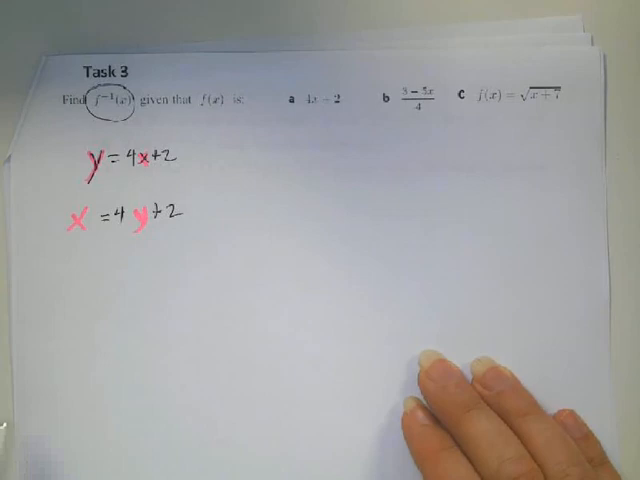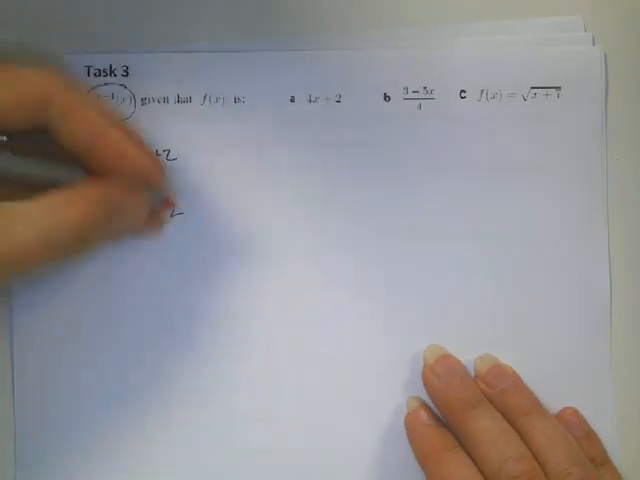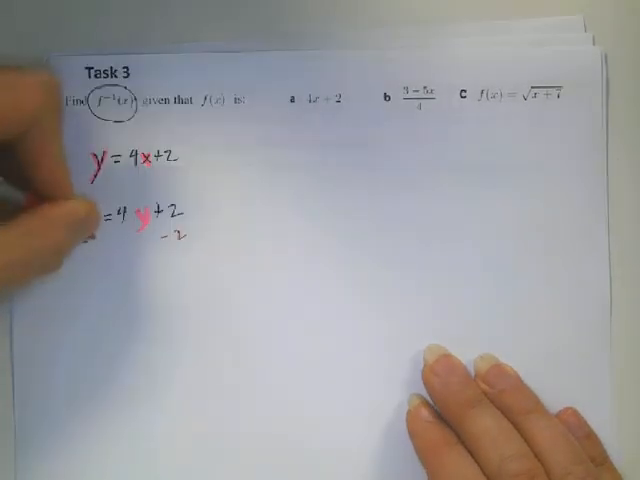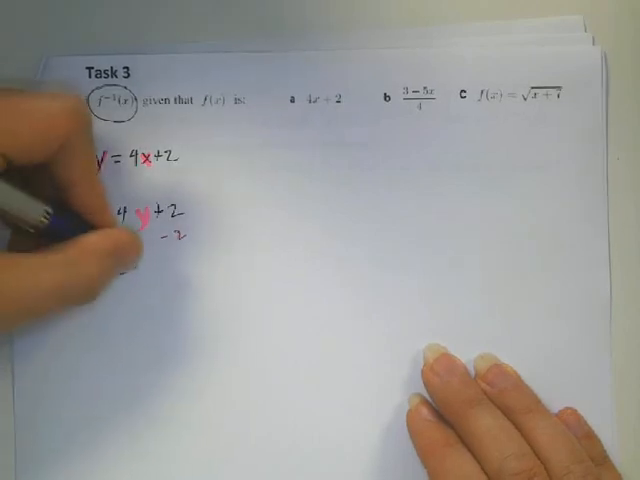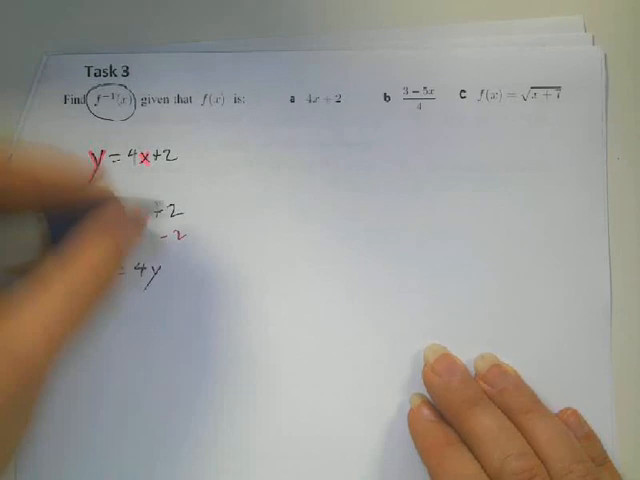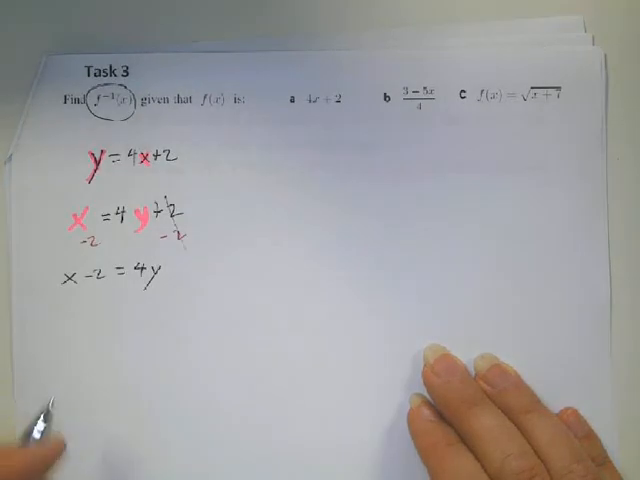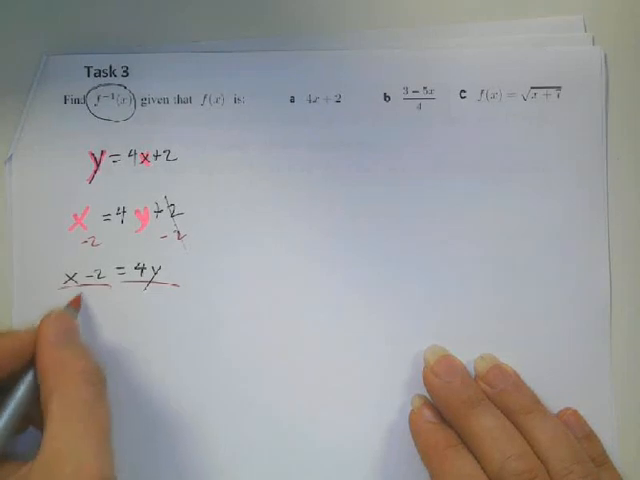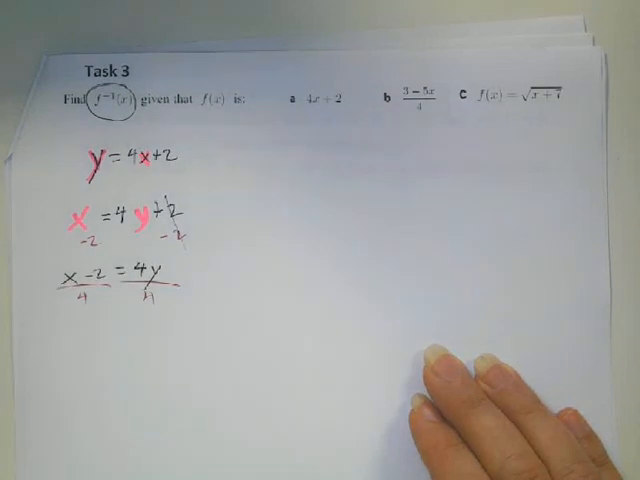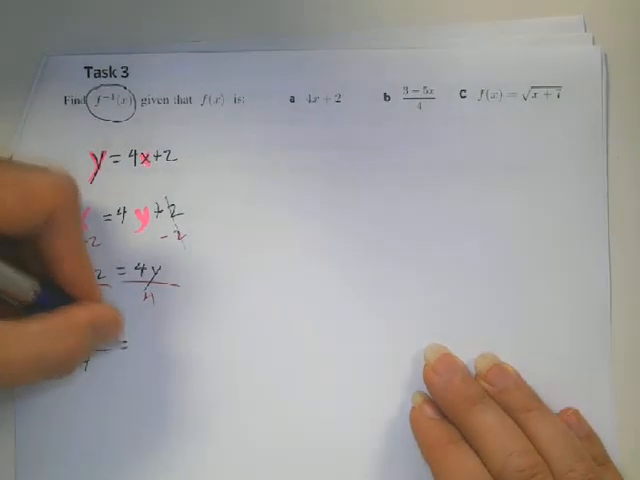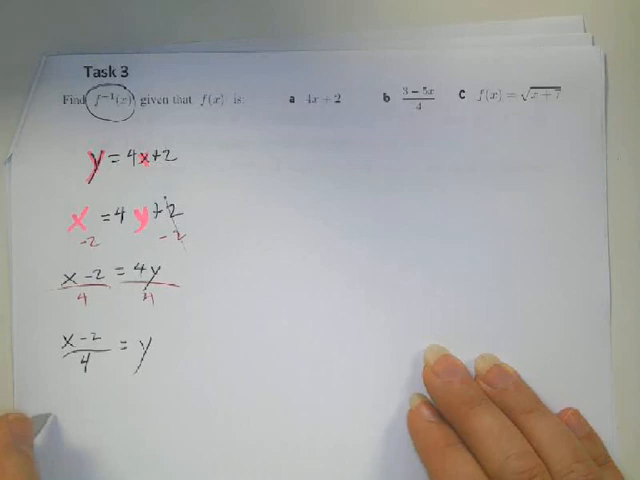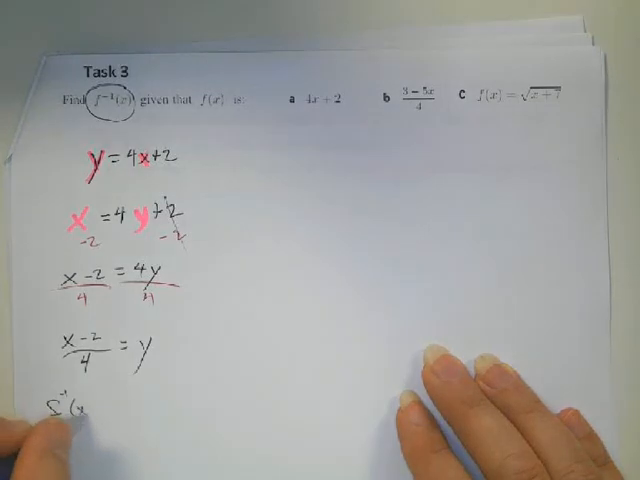And now I'm going to solve for our new y value. So I'm going to subtract 2 on both sides, and then I end up with x minus 2 equals 4y, because I made that go away. And now we're solving for y, so to solve for y, I need to divide both sides by 4. And so now I got x minus 2 over 4 equals y. So my inverse function is equal to x minus 2 over 4.